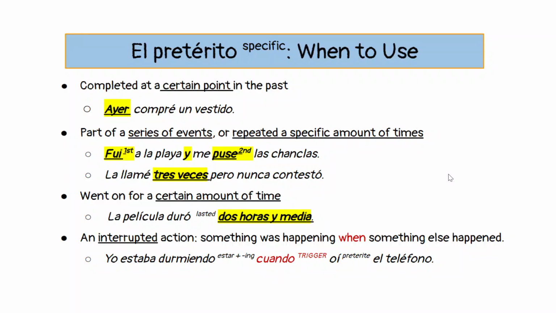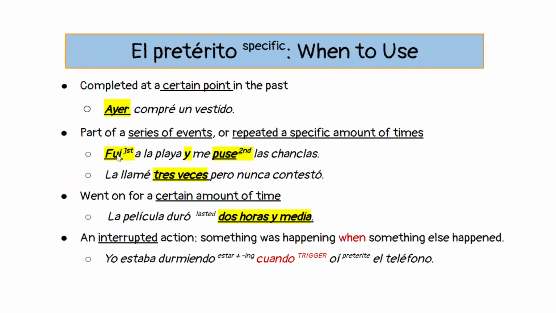So preterite is used with a completed action at a certain point in the past, like ayer. Also with parts of a series of events: first, second, last, first we did this, then we did that. Or with repeated actions a certain amount of time.